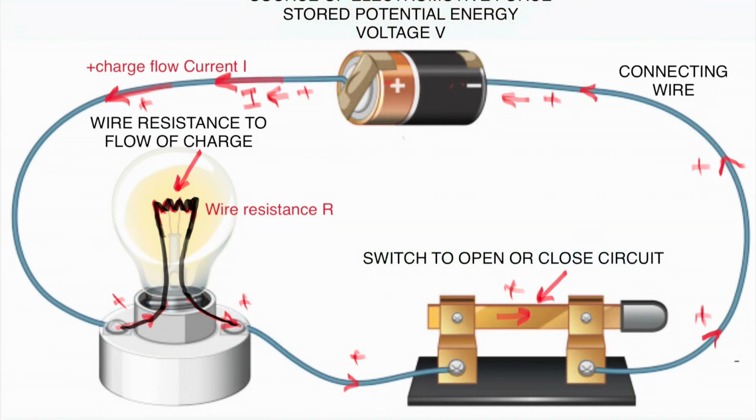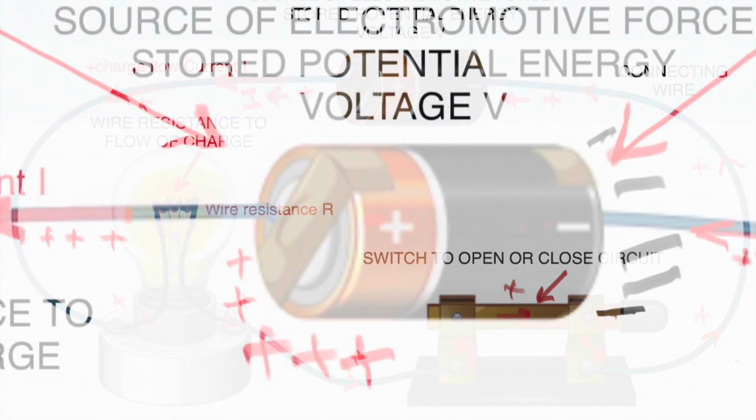This is a simple circuit that has a source of EMF, a source of energy. It's a battery. The battery has lots of plus charges on the one side and negative on the other side. It is connected through a wire to a resistance, in this case a light bulb with a thin wire inside, and then it is connected to a switch that turns on and off, allowing the current to go through, and when it goes through, the light is on.